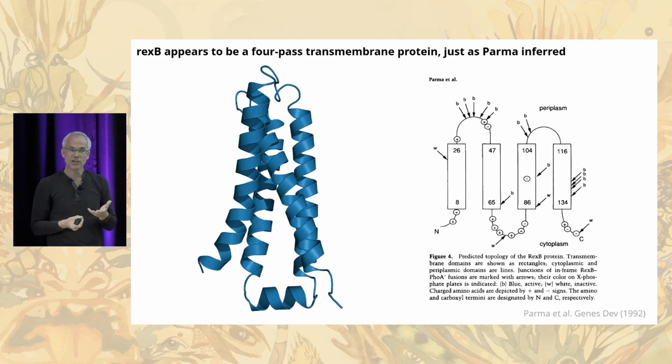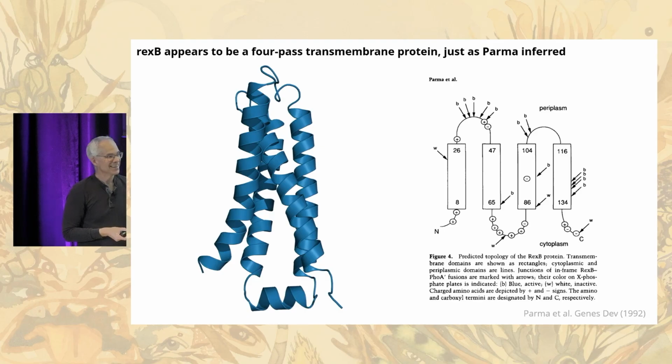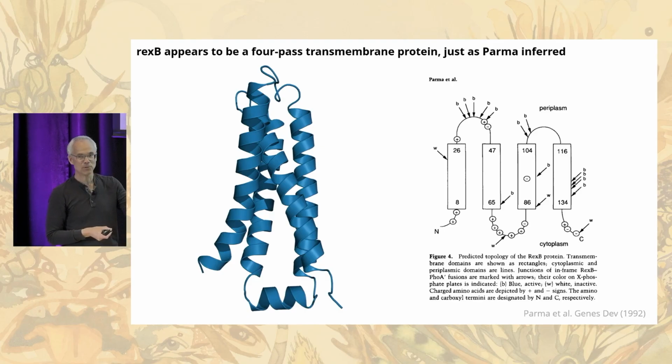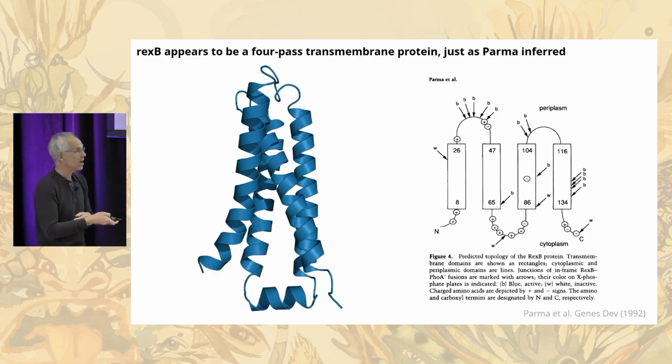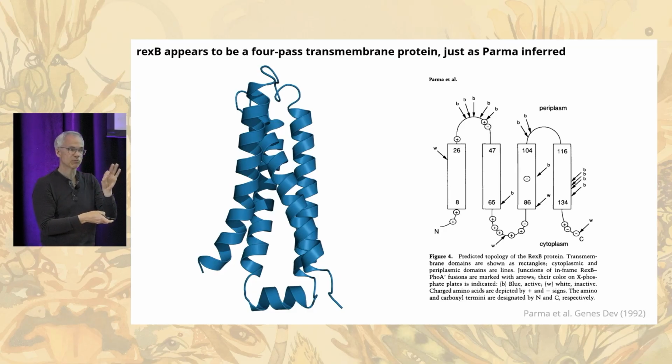And one of the beauties of stories in molecular biology is that science actually works. The details of papers that were published 30 or 40 years ago still matter and can still be used. And in this case, my mentor, David Parma, had worked out very laboriously that rIIB was probably composed of 4 transmembrane helices. This is a figure from his paper. And by clever experiments that were possible at the time, he knew which bits were inside the cell and which bits were outside the cell.